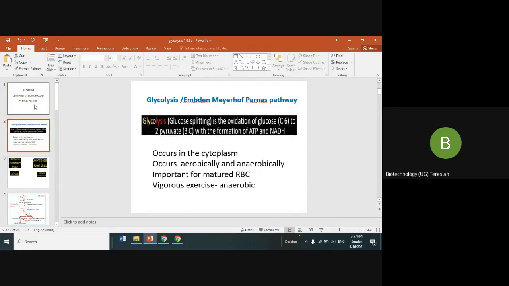Glycolysis is also known as the Embden-Meyerhof-Parnas pathway. This is the name of the scientists who identified this pathway, the three scientists' names.